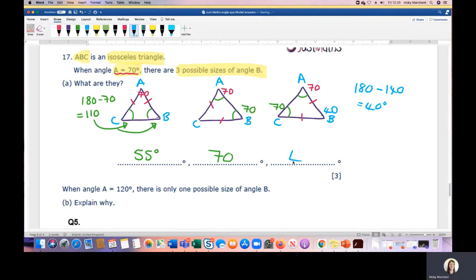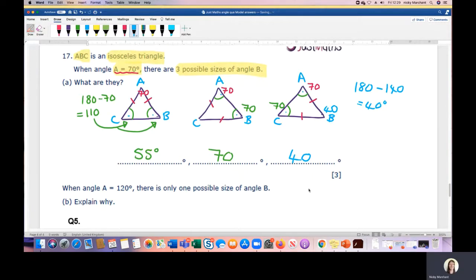Again, just a quick check that all 3 angles in all 3 triangles equal 180, and that your base angles each time are equal. So those two are equal, those two are equal, and these two are equal at 55 each. So that's it.